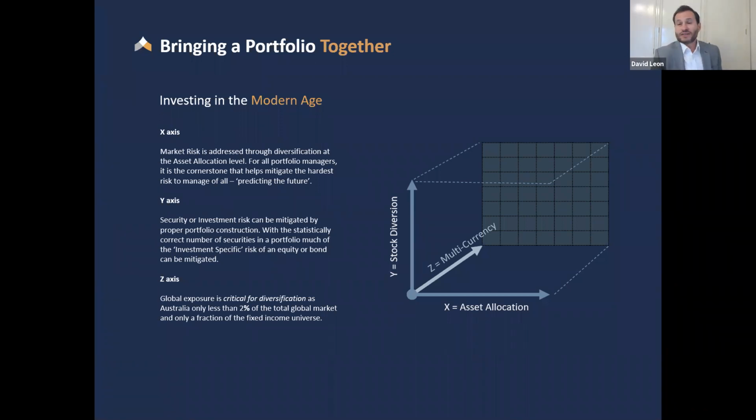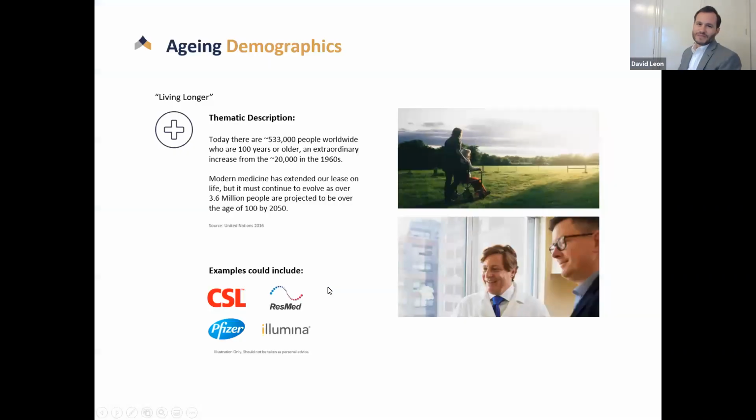And then one of the things I think that's really important for investors, particularly in Australia, is that third dimension, what we call the Z-axis. And here it's about looking at it from the perspective of not only regional diversification, but also that currency diversification. Next slide, please.